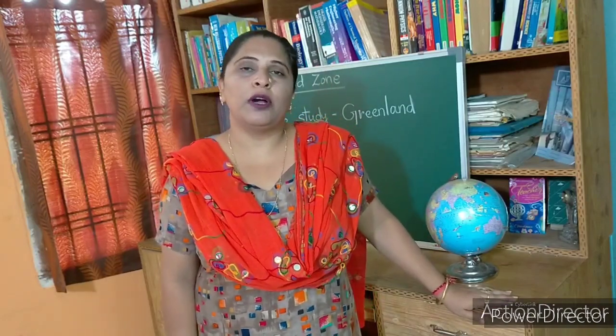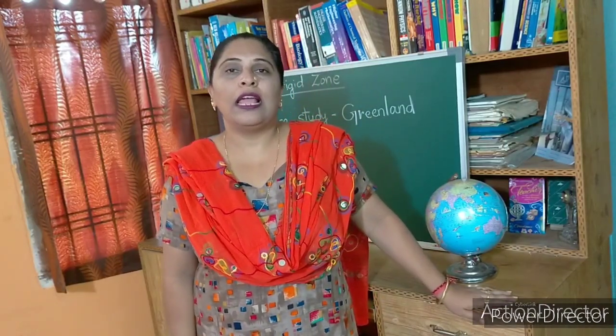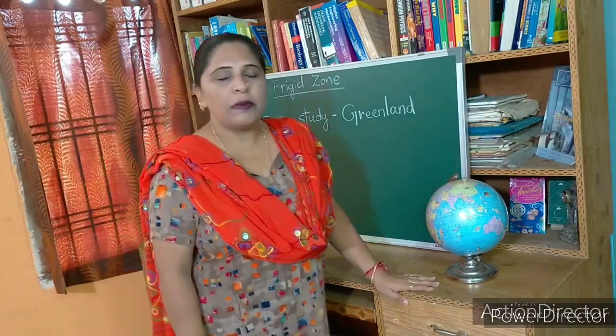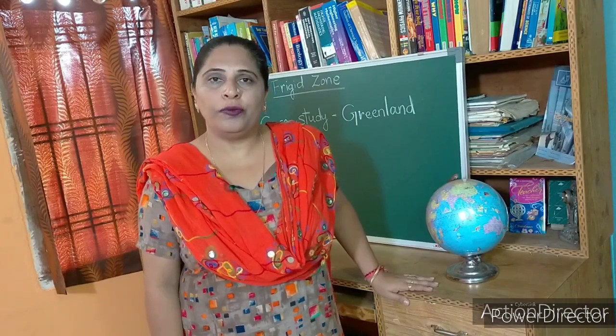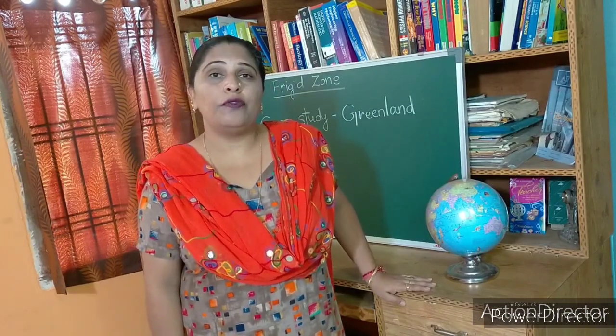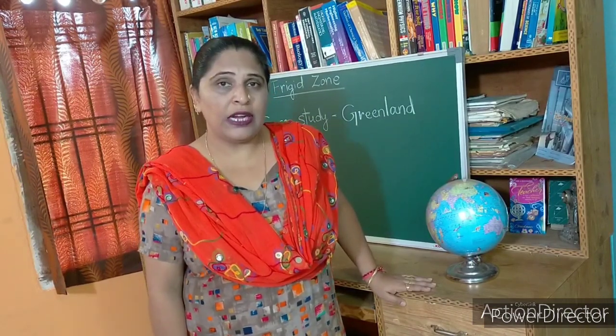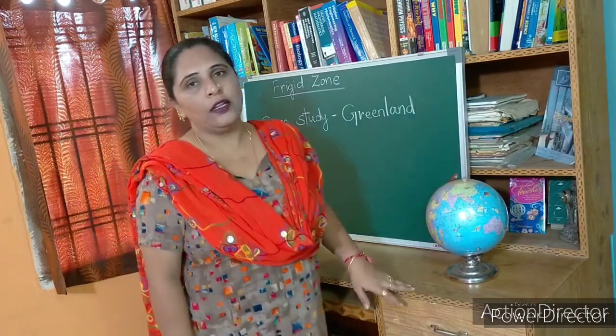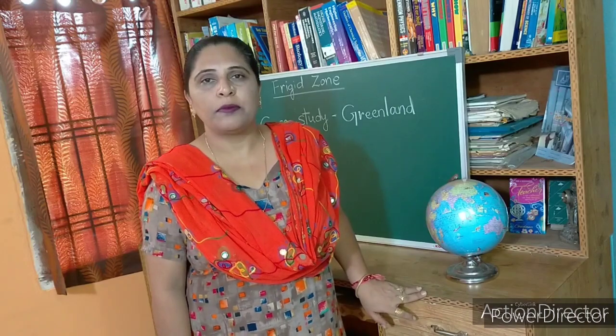So today we will learn about the frigid zone and we will discuss a case study, Greenland. Just remember, we had done a case study of Congo, then we had done a case study of the prairies, and this one is the case study of Greenland. So let us begin with the chapter.